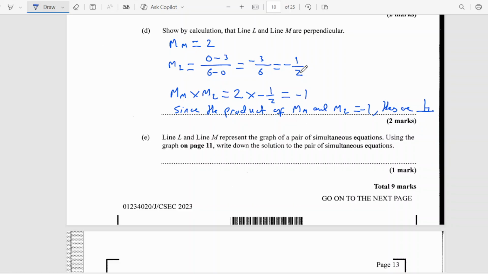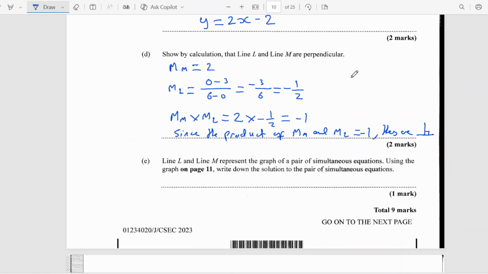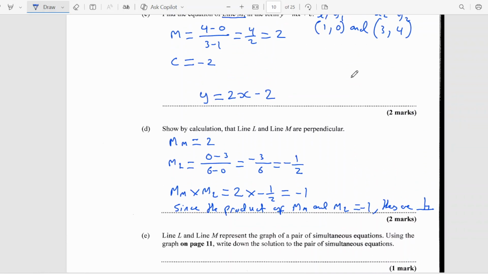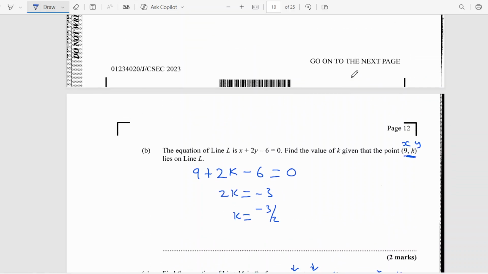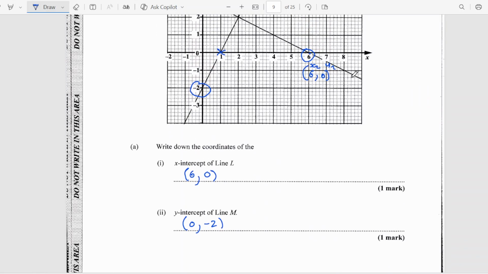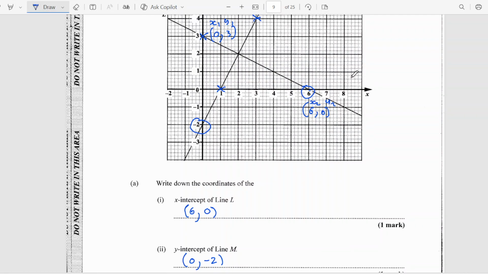And then part E, line L and line M represent a pair of simultaneous equations. Using the graph from page 11, write down the solution to the pair of simultaneous equations. Normally in simultaneous equations, we have to do a lot of working to get the value. But once you have the two lines plotted, the solution is where the two lines intersect. Where the two lines intersect here.